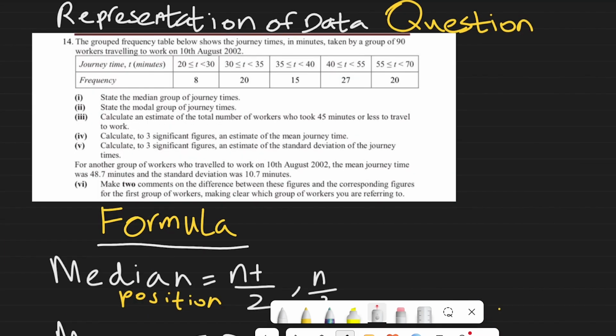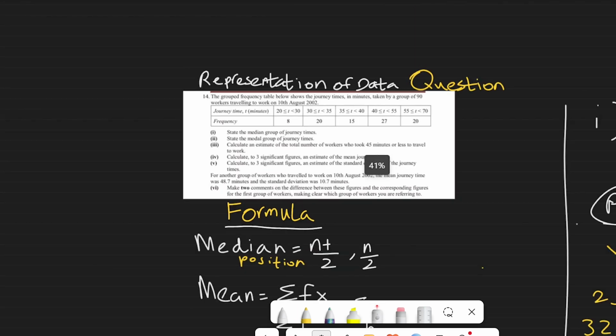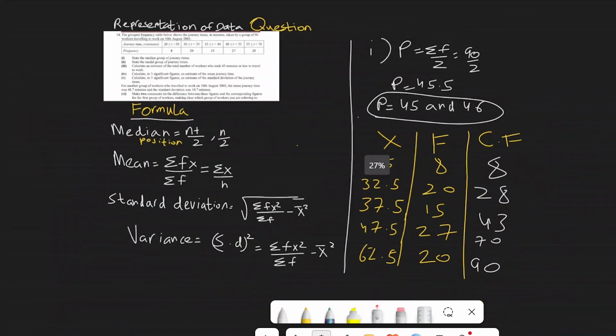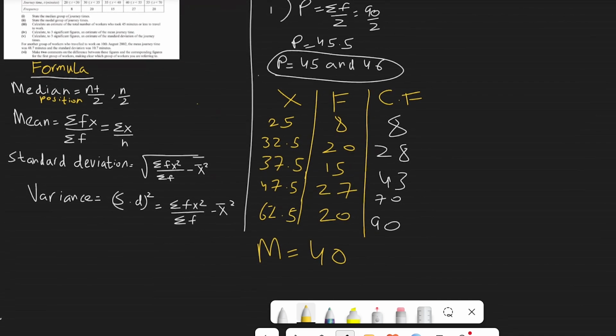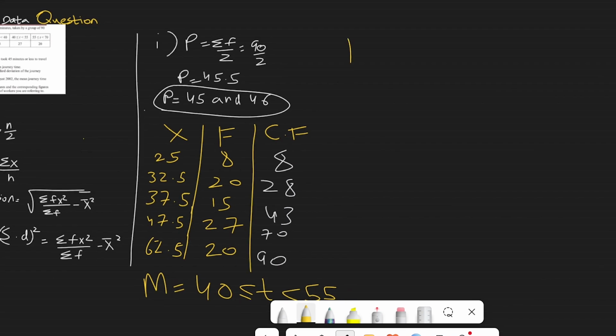Okay, so that is this value. We have the median group of journey times, we need the group, right? So it will be 40 to 55. Okay, so you can write the median as 40 to 55. Okay, so that would be our median. On to the second part.